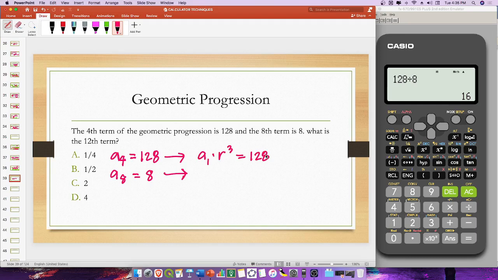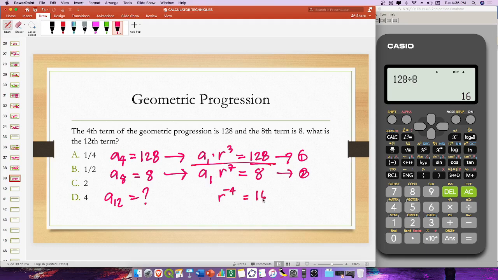That's how you represent the value. So a8 can be represented by a1 times r raised to 7, which is equal to 8. So we are looking for a12, the 12th term. The best solution here is to divide this equation by the other equation. The result will be that a1 is cancelled out, and r is raised to negative 4, and then 128 divided by 8, which is equal to 16.